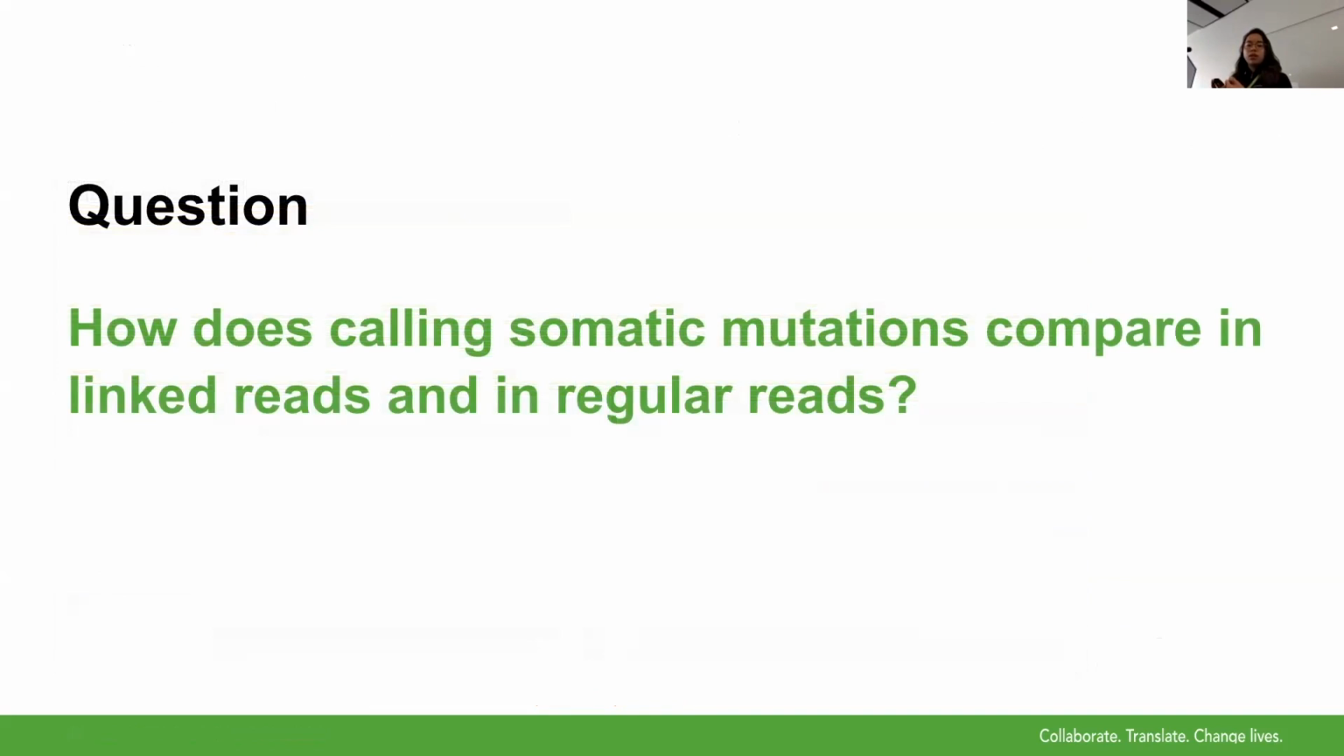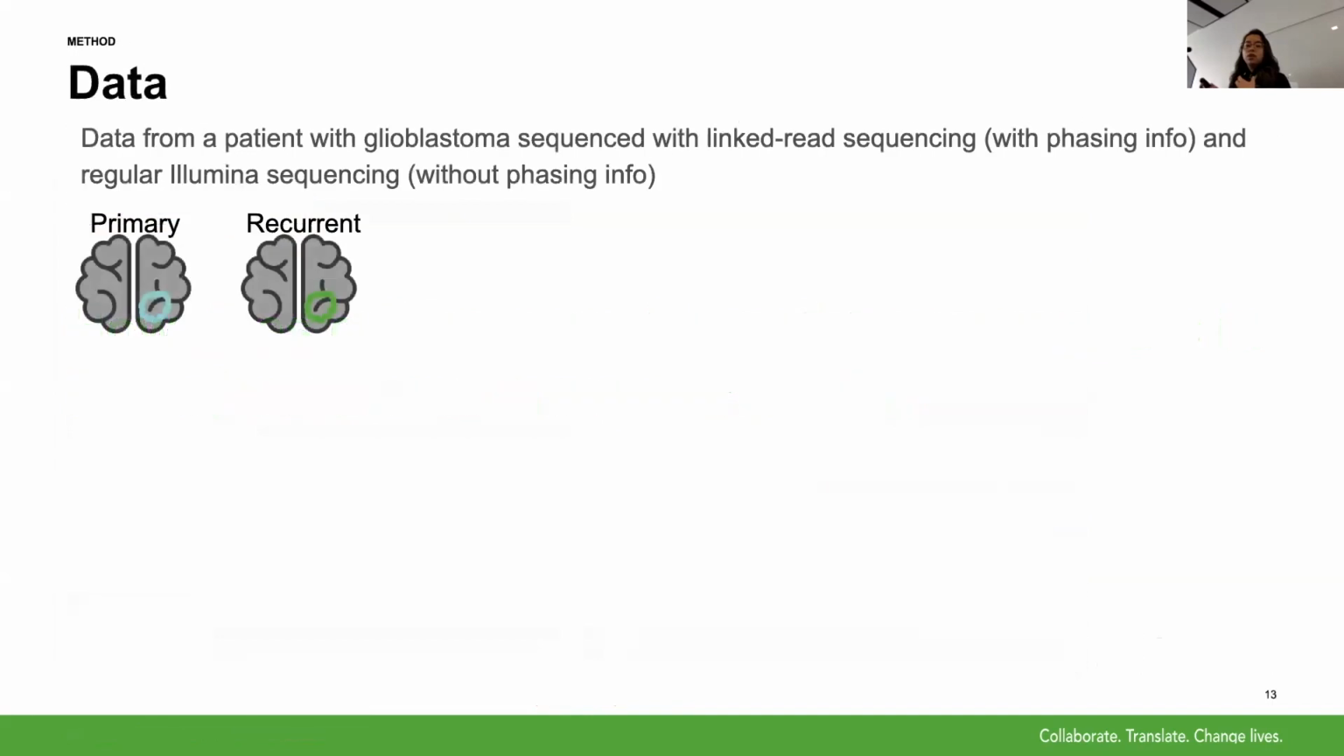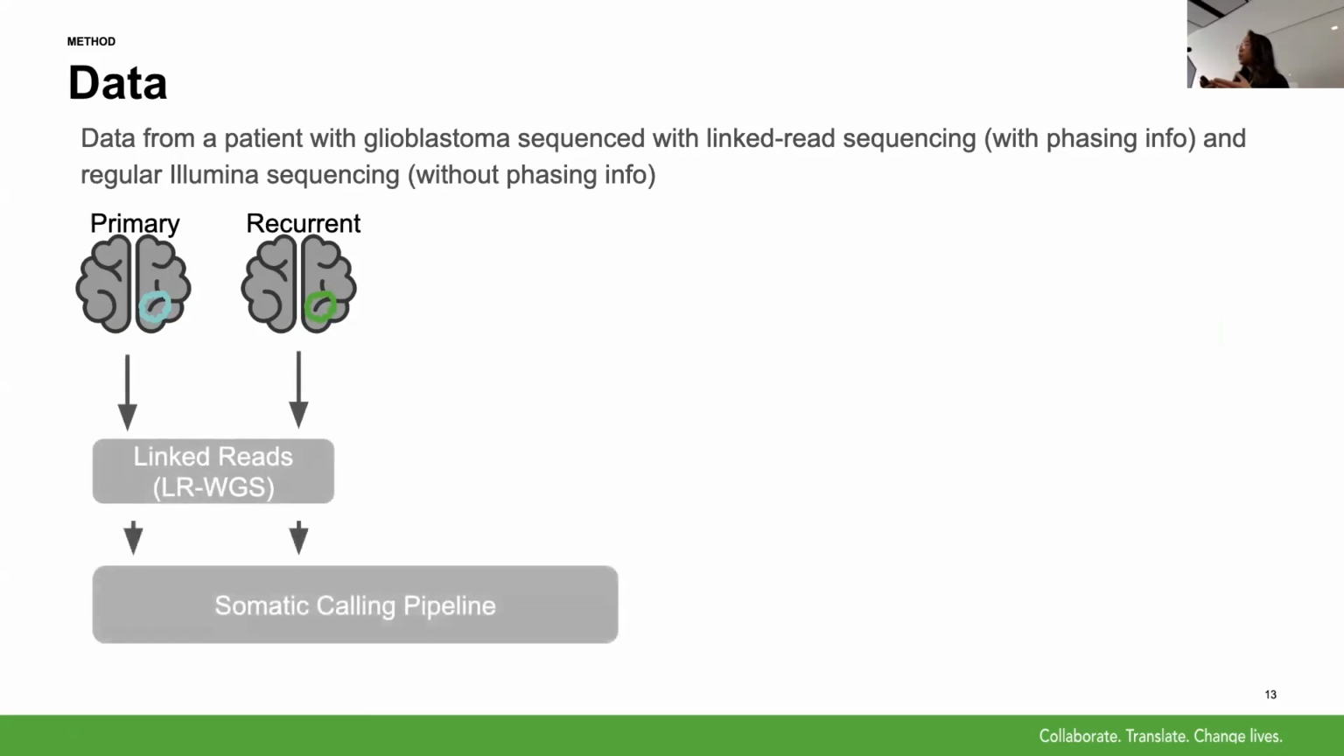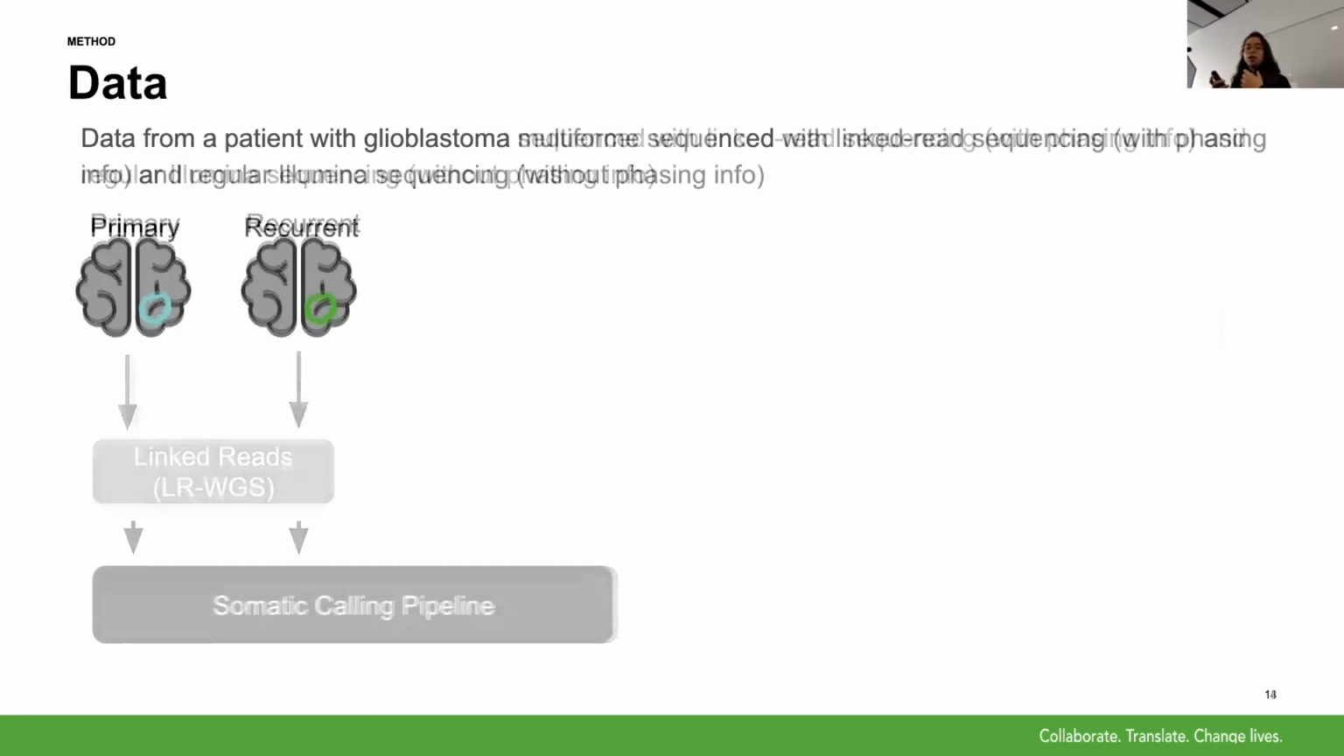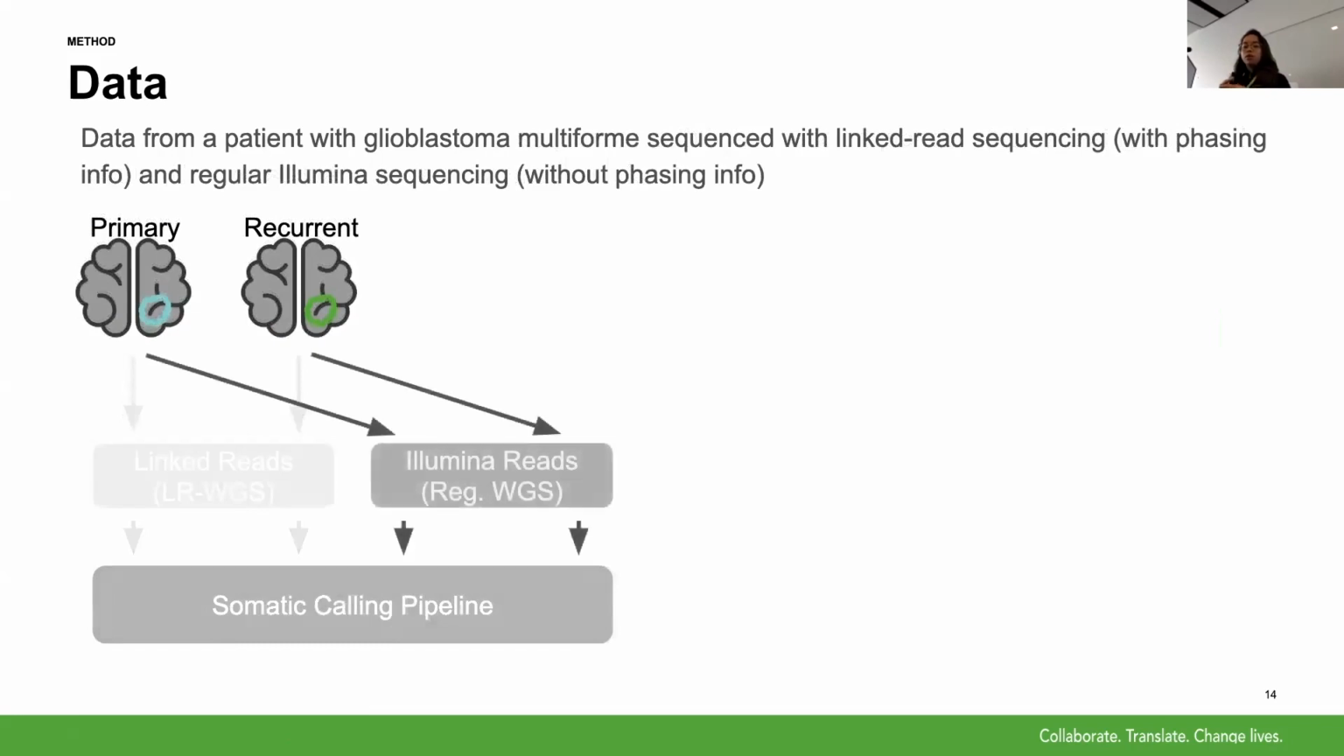And so the next question is, how does calling somatic mutations compare in linked reads and in regular reads? And so we obtained some data from a patient with glioblastoma. So we have a primary sample and a recurrent sample. And so we have linked reads for that. And so then we can pass it on to a somatic calling pipeline. We could do a tumor-only mode calling for the primary and the recurrent. For that same sample, we also have Illumina reads or regular whole genome sequencing. We can also do that tumor-only calling for these two samples. We also obtained a normal sample, which enables tumor-normal calling.